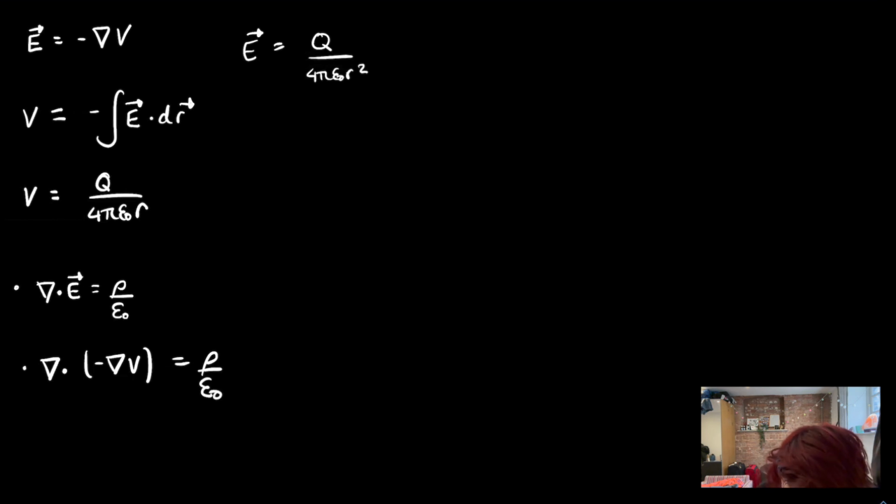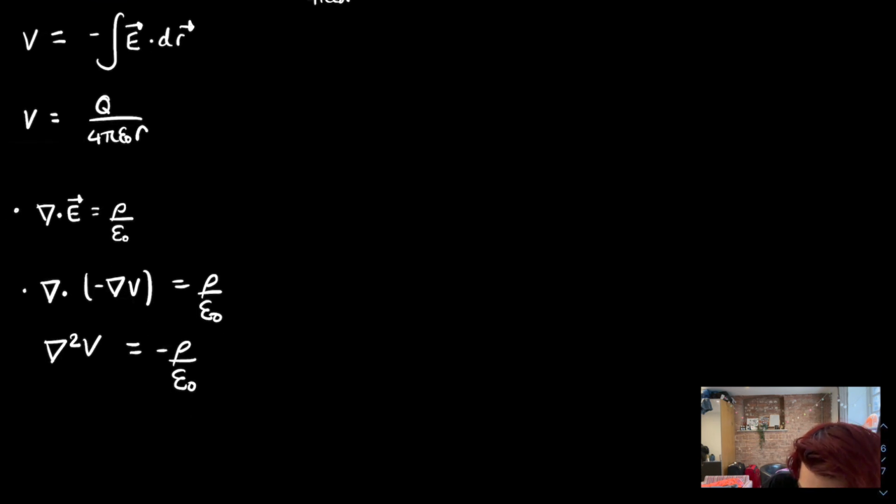Whenever you have a divergence of the gradient, this is the Laplacian of the potential. Bringing the minus sign over to this side, this is equal to minus rho divided by epsilon 0. This is known as Poisson's equation. It's telling you that if you differentiate the potential twice, this equates to a charge in free space.